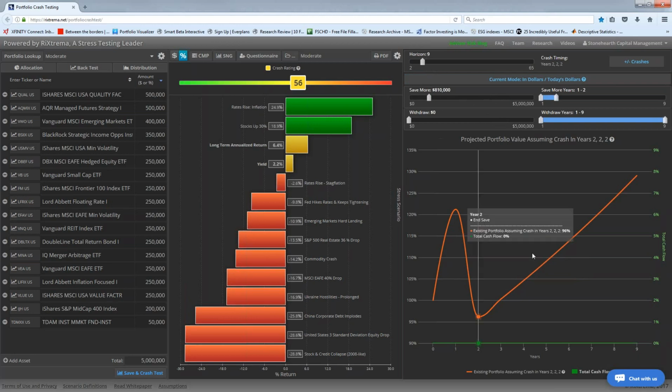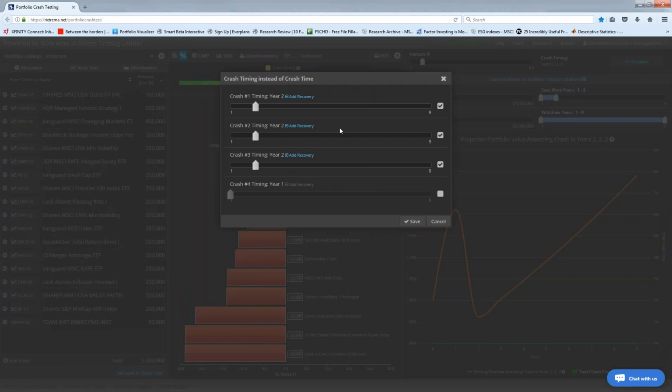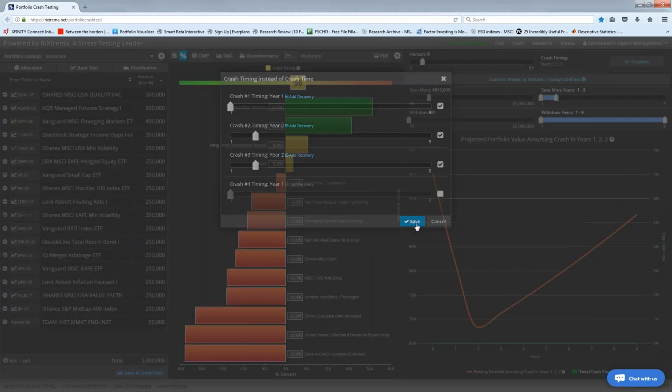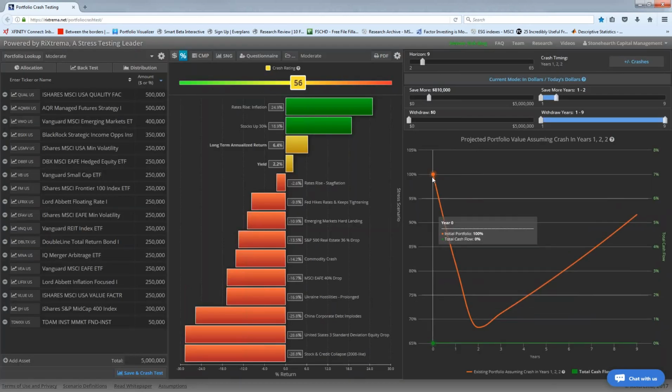If your horizon was 9 years and this was to happen in this portfolio, you would end up with this. And if you were saving more in those years, and you can do withdrawals. The thing too is you can add crashes, and this is what it really focuses on. You can do the timing of the crashes. So what happens if a crash happens right away? What happens if it happens in year 2? And you can save, and you can see the portfolio adjust. So this is what would happen if we had an immediate crash in your portfolio. It would draw down, but then you'd start recovering in year 3, year 4, year 5.